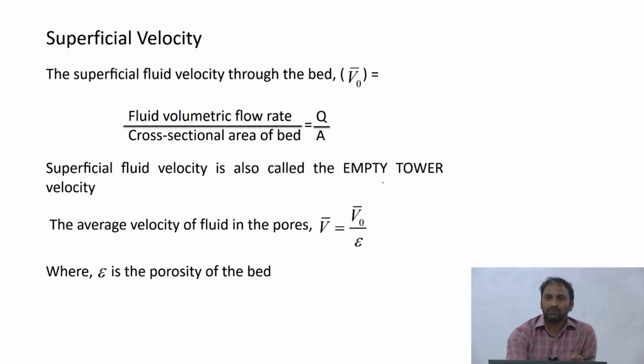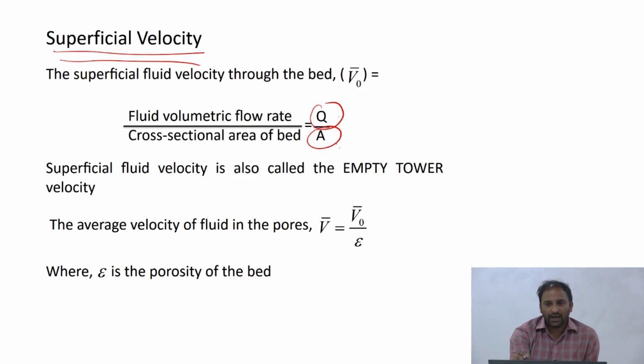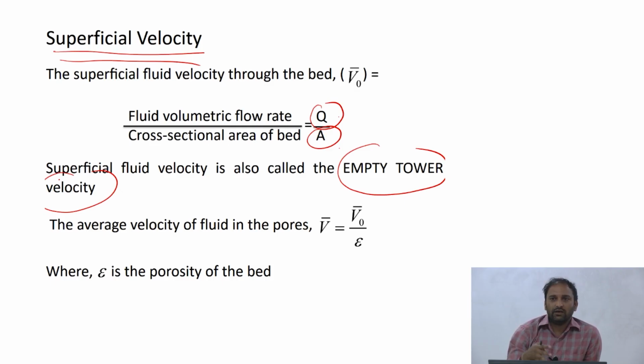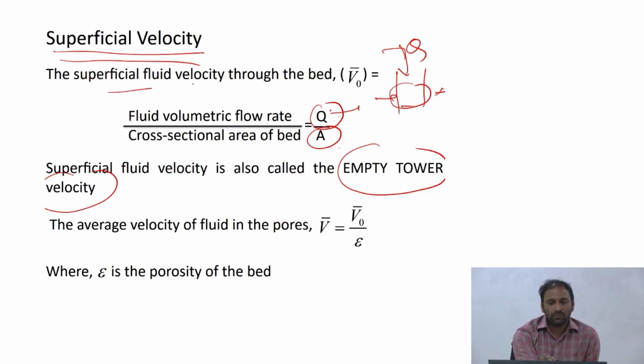Another term, similar to the multi-particle system, is a concept called superficial velocity, which is defined as the volumetric flow rate of the fluid through the column divided by the cross-sectional area, that is Q by A. It is also called the empty tower velocity. This is the velocity of the fluid through the column when there is no packing. If I have a way of measuring the flow rate Q through the column, and I know the cross-sectional area, then Q by A gives you the superficial velocity, also called the empty tower velocity.